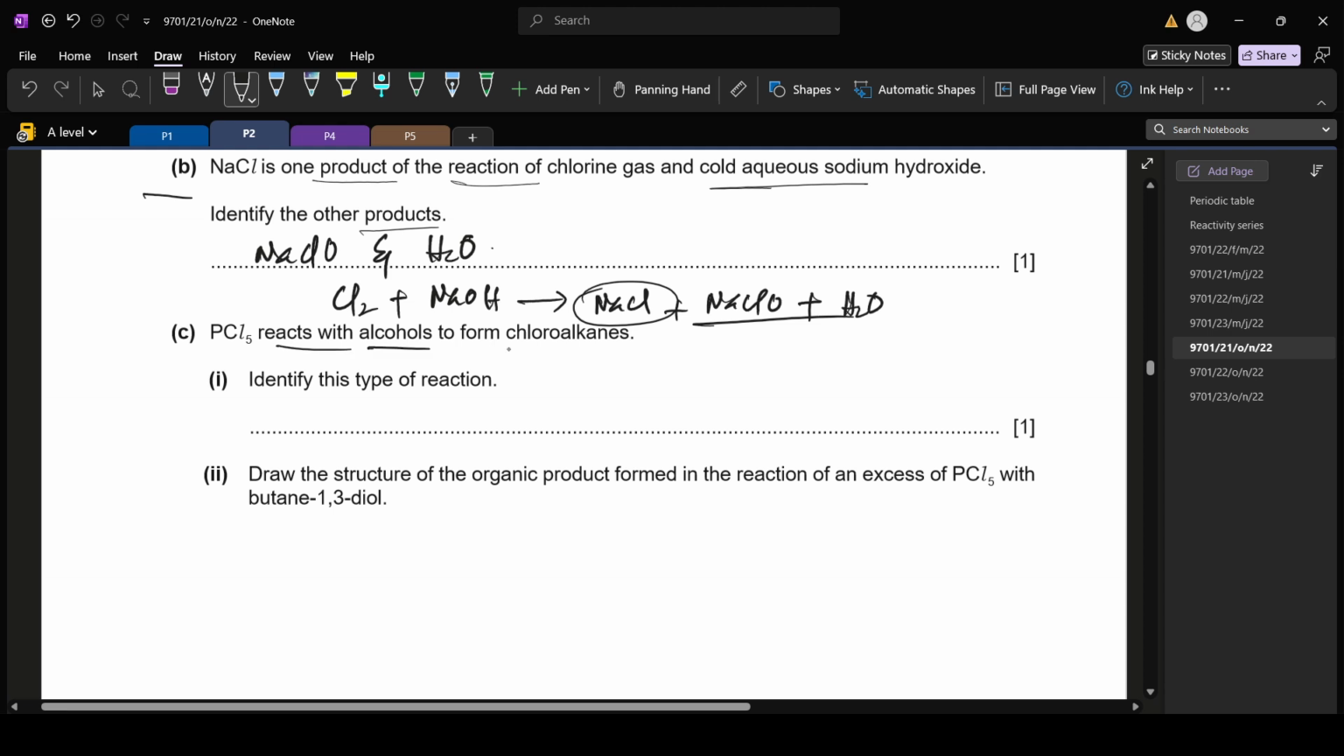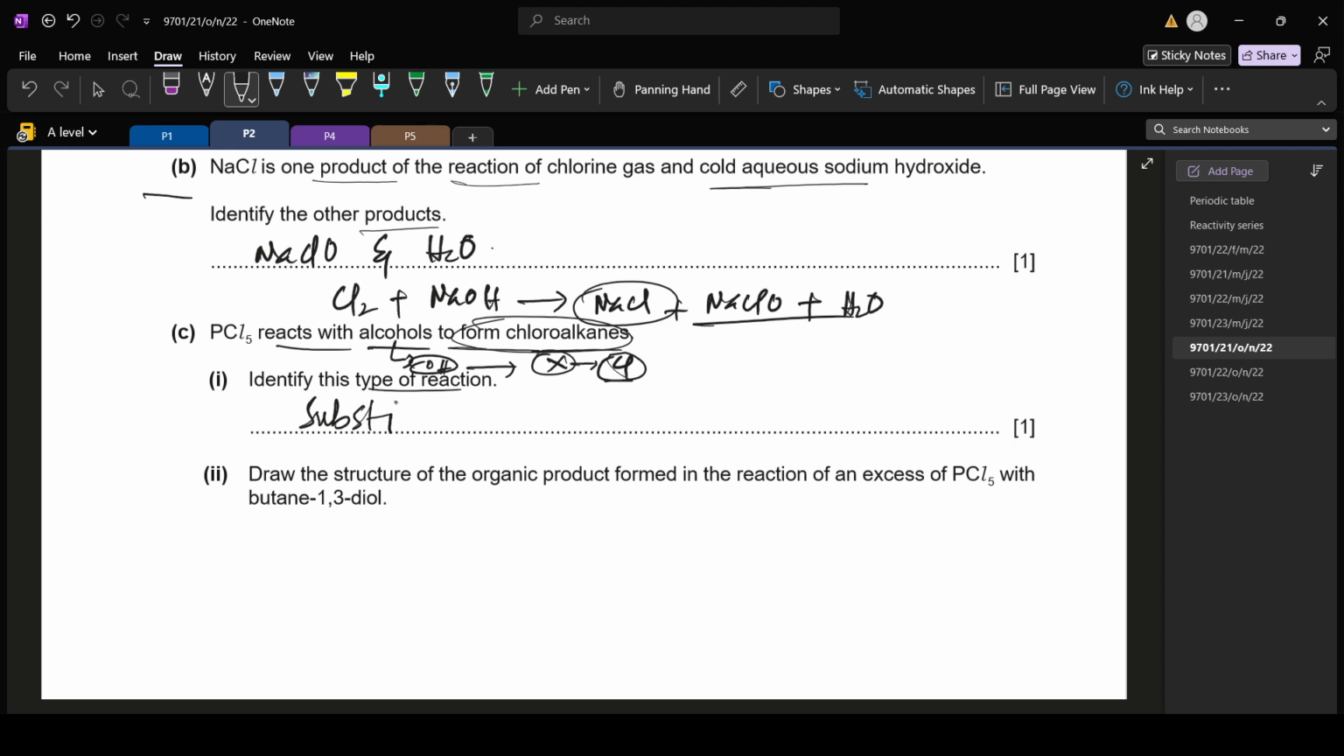PCl5 reacts with alcohols to form chloroalkanes. Identify this type of reaction. This is a substitution reaction, because alcohols have an OH group, and this OH group is replaced with a halogen, in this case chlorine. So this is a substitution reaction.